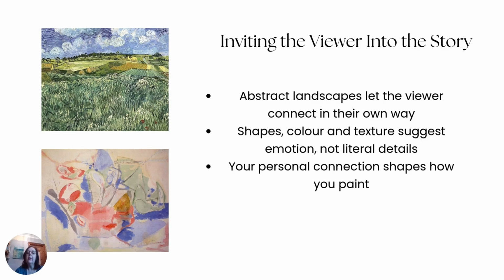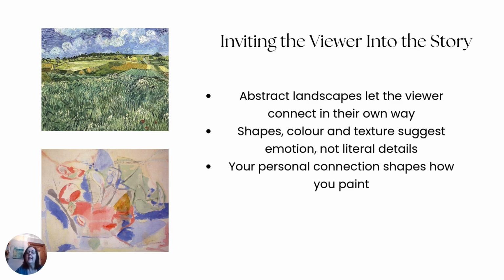One of the most powerful things about abstract landscapes is that they also leave space for the viewer to bring their own emotions and experiences into the work. In a realistic painting, everything is clear. This is a tree, this is a river. But abstraction doesn't spell everything out. Instead, it invites the viewer to feel something personal. By removing details, it actually allows for a deeper emotional connection. Rather than focusing on what they're looking at, people respond to shapes, colours, and textures in their own way.